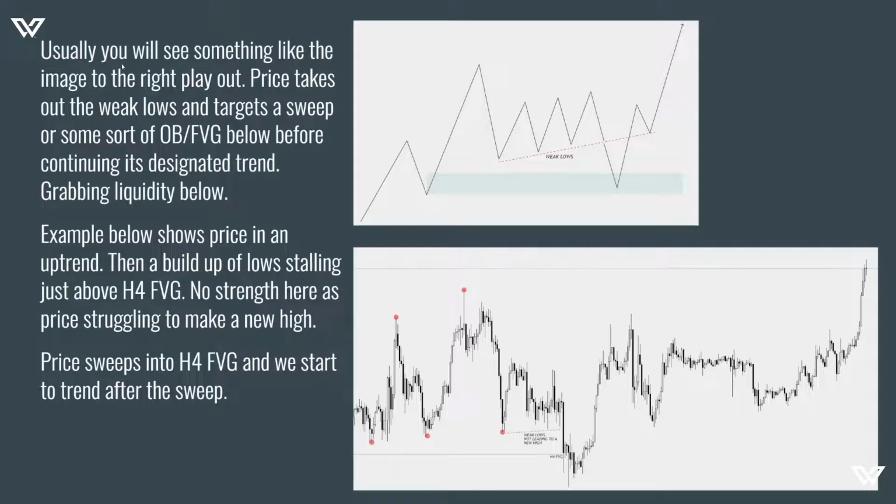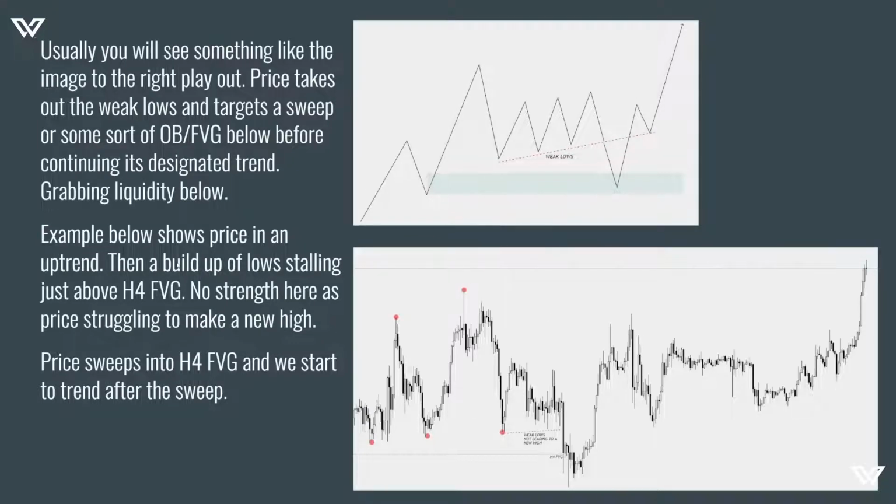Okay, so usually we'll see something like this image to the right play out. Price takes out the weak low and targets a sweep of some sort of order block or fair value gap below before continuing its designated trend. So we grab liquidity below. We have these weak lows building above this order block. So this is seen as inducement. We have the weak low building up, price sweeps, we reclaim the trend, and then we continue.